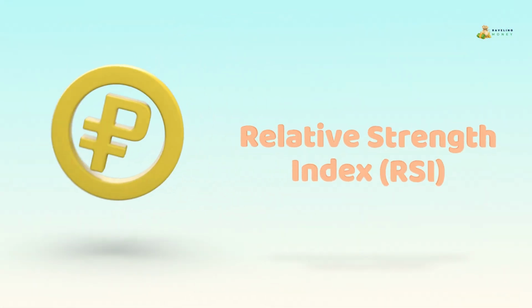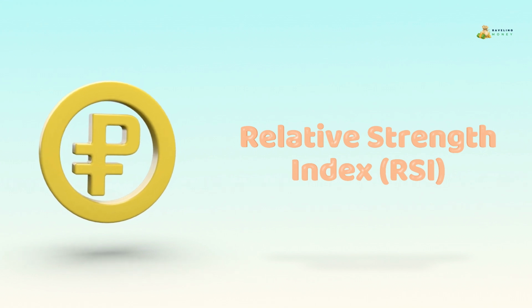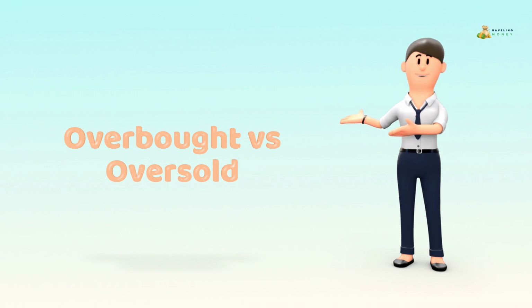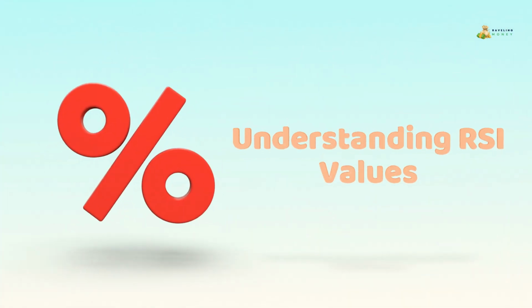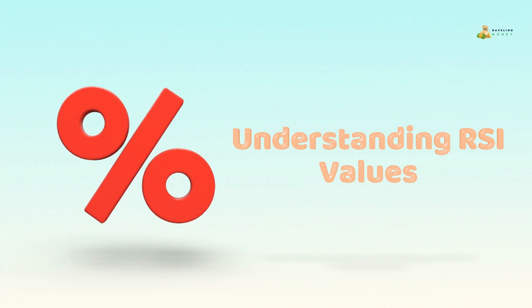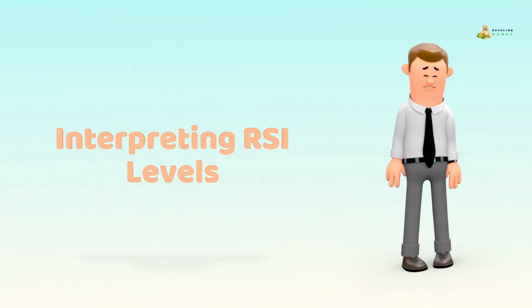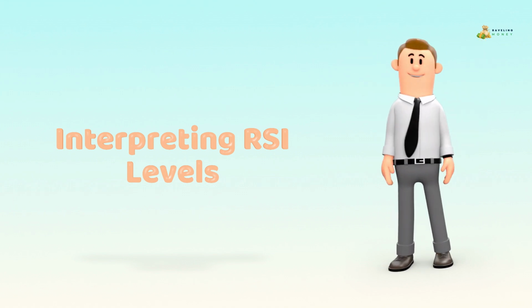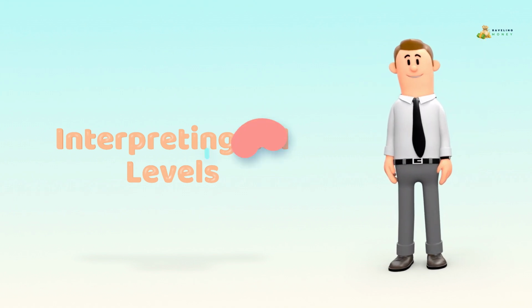Relative Strength Index (RSI). The RSI measures the stock's recent price strength. It can indicate whether a stock is overbought or oversold. RSI values range from 0 to 100 and are used to assess a stock's momentum. Values above 70 may suggest overbought conditions, while values below 30 may indicate oversold conditions.